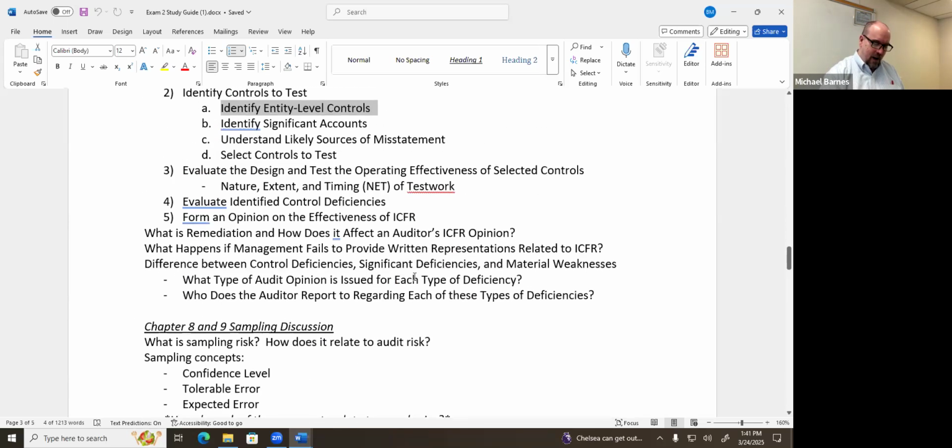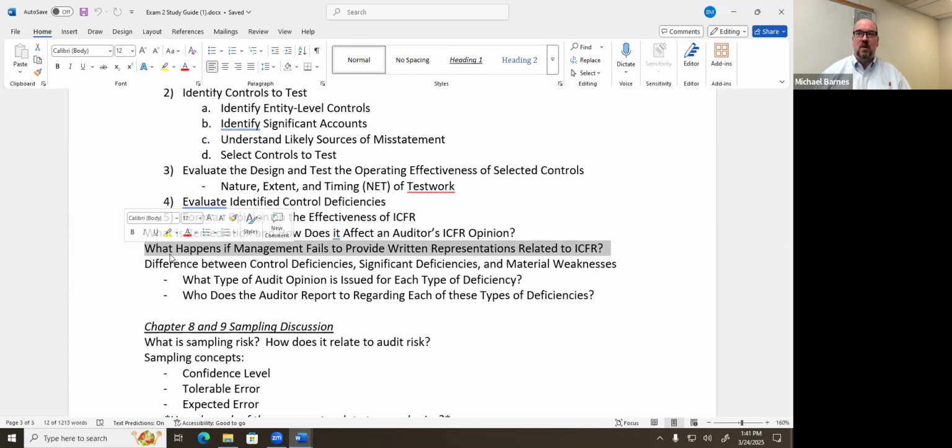All right. What happens if management fails to provide a representation letter? I'm not likely to ask a question on this, and I don't think I talked about this specifically with respect to the slides. That's a scope limitation because we actually cannot do our job if management does not provide a written representation.